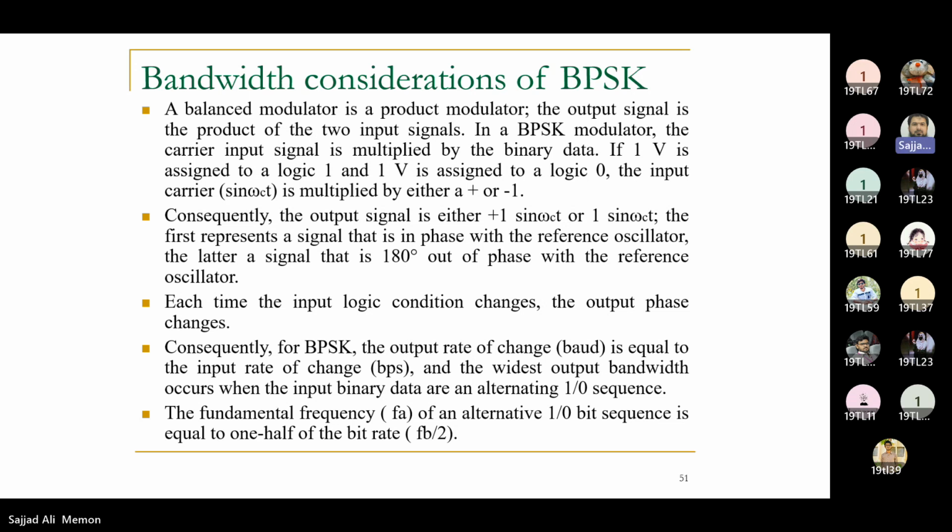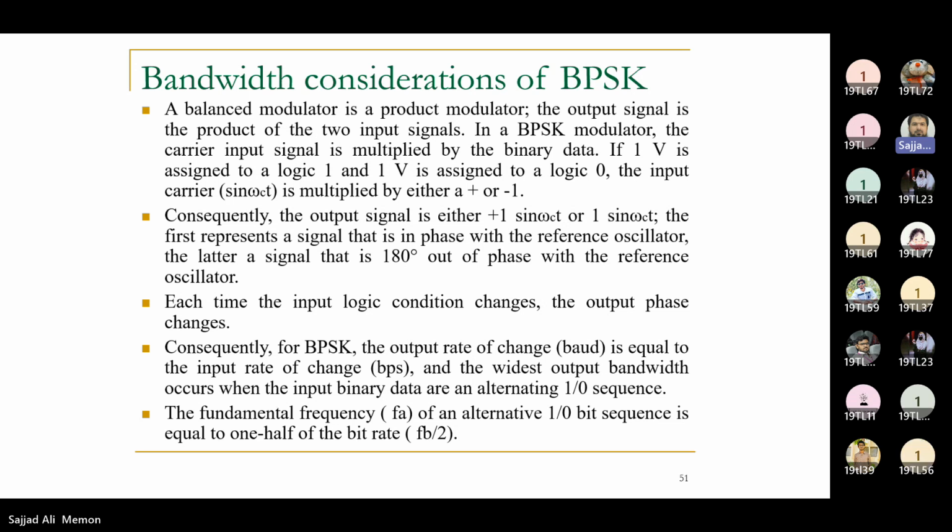So in a BPSK modulator, the carrier input voltage is multiplied by the binary data. If 1 volt is assigned to a logic 1 and 1 volt is assigned to a logic 0. So this is a typo error. This is not 1 volt, this is minus 1 volt. And minus 1 volt is assigned to a logic 0.